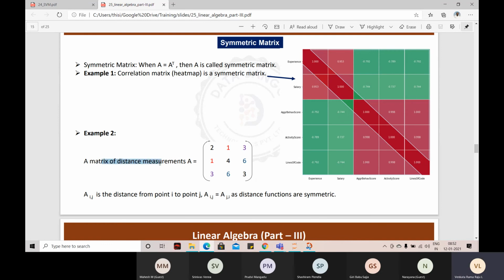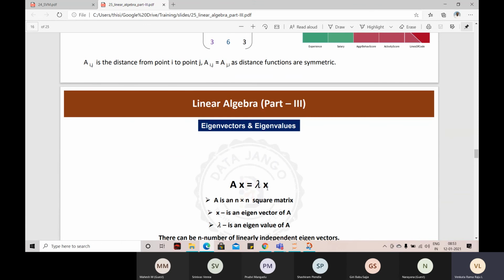Take a distance matrix. If you take 5 cities and you want to calculate distances between cities, it's going to be a symmetric matrix. So Aij is equal to Aji. Or 1 2 is equal to 2 1, second row and first column. 2 1 is equal to 1 2. 3 1 is equal to 1 3. Like that. This is a symmetric matrix.